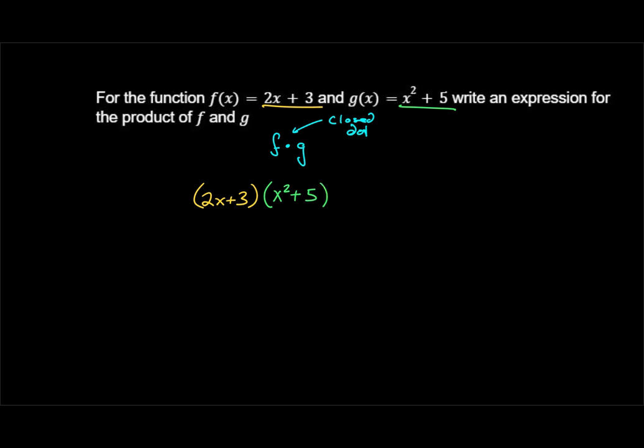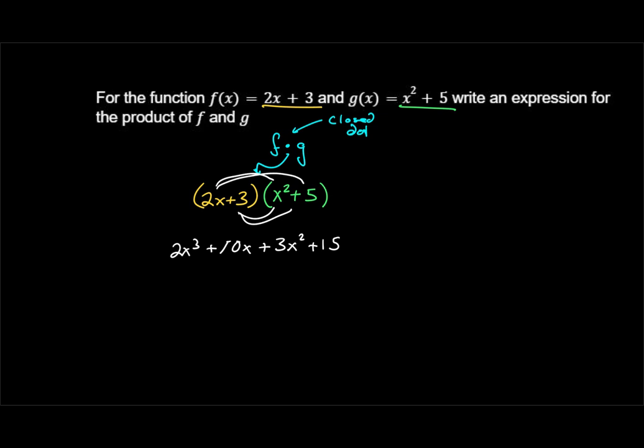This time I don't have to put an operation in between them, because if there's no operation between two sets of parentheses, it's implied to be multiplication. But like before, we still need the parentheses. After setting it up, I just have to distribute it out. So 2x times x squared, we have 2x to the third. 2x times 5 is 10x. 3 times x squared is 3x squared. And 3 times 5 is 15.